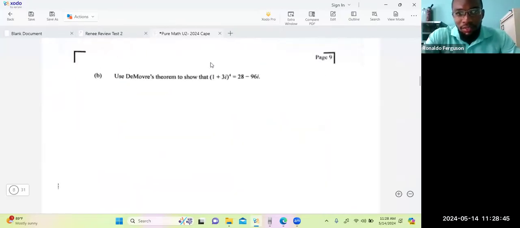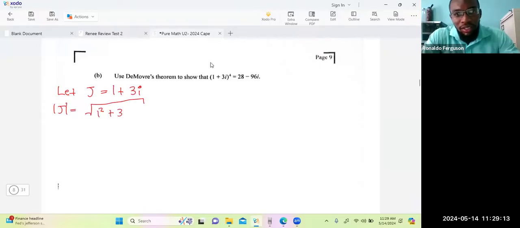All right, it says use De Moivre's theorem to show that 1 plus 3i to the 4th power is equal to 28 minus 96i. It says use De Moivre, so don't expand it out. So using De Moivre's theorem, first we're going to have to convert this to polar form. I'm going to let j equal 1 plus 3i. Therefore, the magnitude of j would be the square root of 1 squared plus 3 squared. 3 squared is 9 plus 1, that's root 10. That's the magnitude of j.